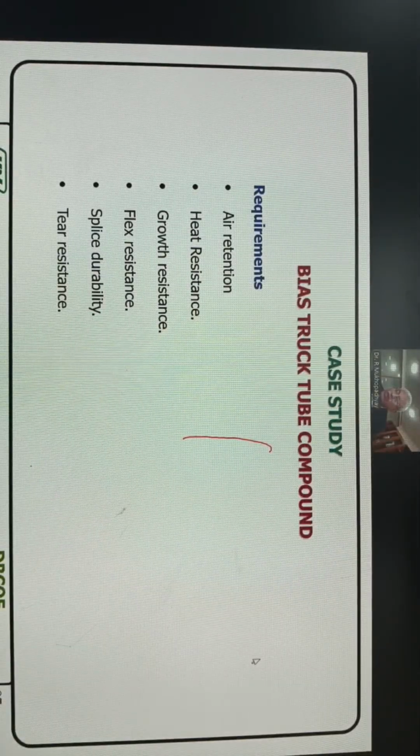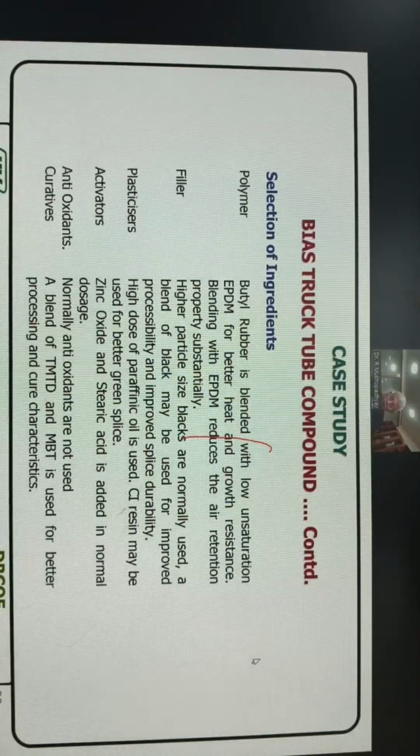Similarly, when you consider any other compound, first ask what the requirement is. Suppose it is a bladder compound, what is the requirement? The air retention, heat resistance, growth, flex, and shape stability and tear. So if you select a compound with these requirements, then you have to consider what the polymer is, what type of filler, what type of plasticizer, what activator, antioxidant. Then you go to formulation. We have already given the polymer charts, and from there you can calculate what polymer is required and what type of filler is required.